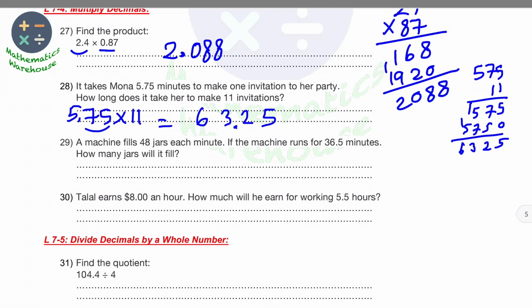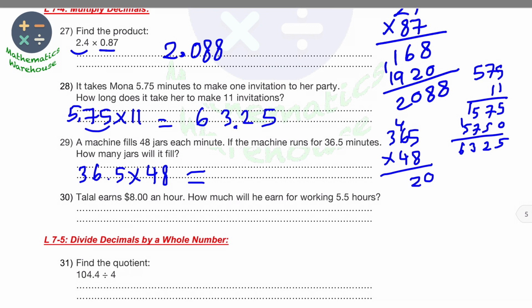Next question. A machine fills 48 jars each minute. If the machine runs for 36.5 minutes, how many jars will it fill? Also here we have to multiply 36.5 times 48. We can multiply 365 times 48. 8 times 5 equals 40, 0 and carry 4. 8 times 6 equals 48 plus 4 equals 52, 2 and carry 5. 8 times 3 equals 24 plus 5 equals 29.